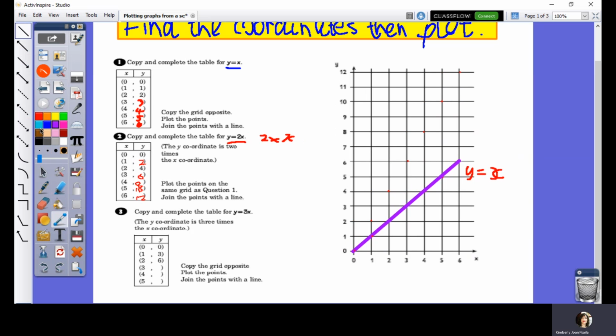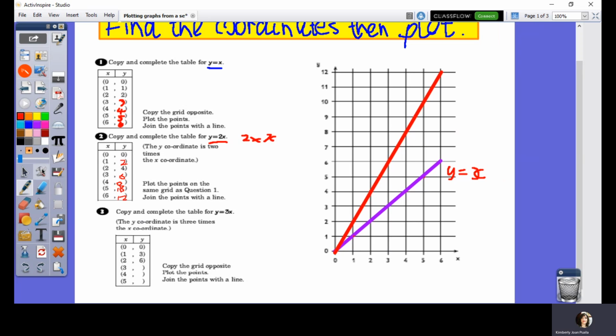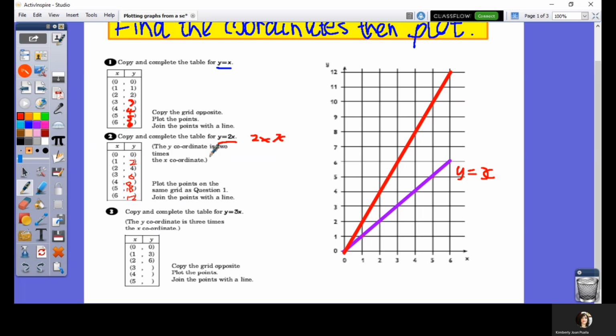Then we have to join our line. Make sure that your line cuts all the coordinates, and then write down the equation next to it: y equals 2x. Our last equation is y equals 3x.